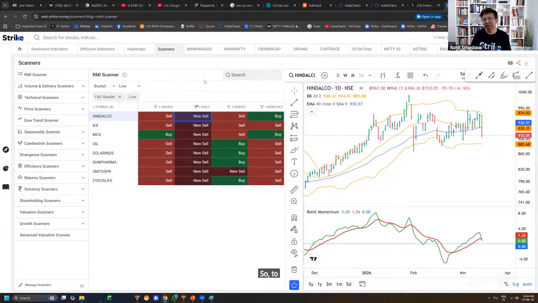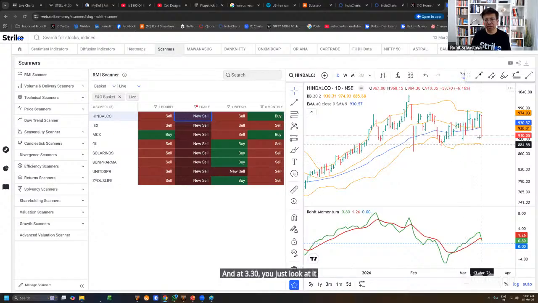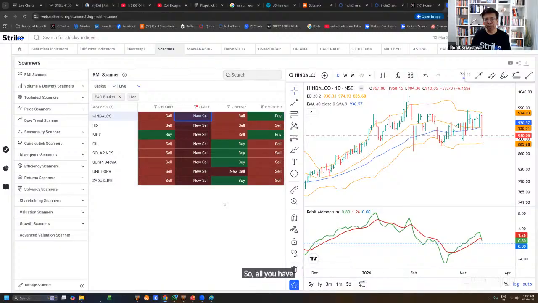So to execute on the same day, you need to know where the signal is coming. So in live mode, you'll know where the signal is coming. You know it by afternoon only. And at 3:30, you just look at it again, because are the closing prices still there? Is the signal still live? So all you have to do is check, but you can be very well prepared.